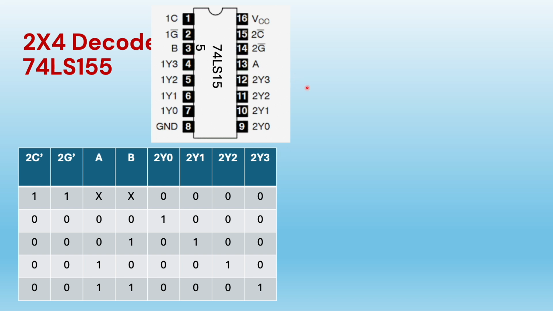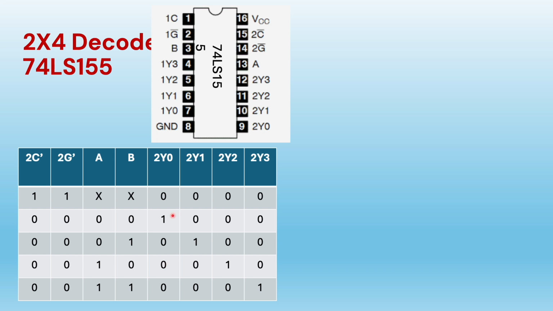The inputs are common A and B, and 1C and 1G bar are the inputs for first decoder, and 2C bar and 2G bar are the inputs for the second decoder, right? So we are going to use the second decoder circuit. So we are using 2C bar and 2G bar. So when both of them are high, the circuit doesn't work, all outputs are low. When these two go low, then the decoder starts working.